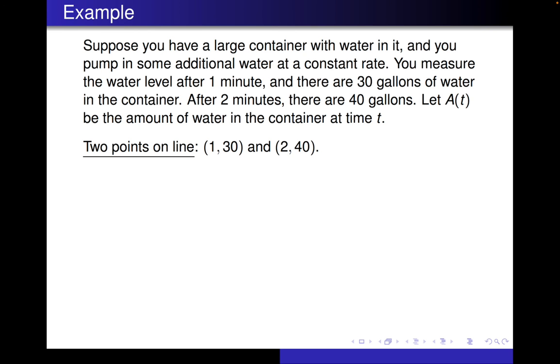We know that at time equals 2, there are 40 gallons, so we have the point (2, 40). And we can use those 2 points to find the slope of our line. So for the slope, we're going to take our 2 outputs, 30 and 40, and subtract those, 40 minus 30. And then we're going to subtract our two x coordinates, or t coordinates, if you want to think of t as time. That's 2 minus 1. And when we solve those, we get 10 for the slope.